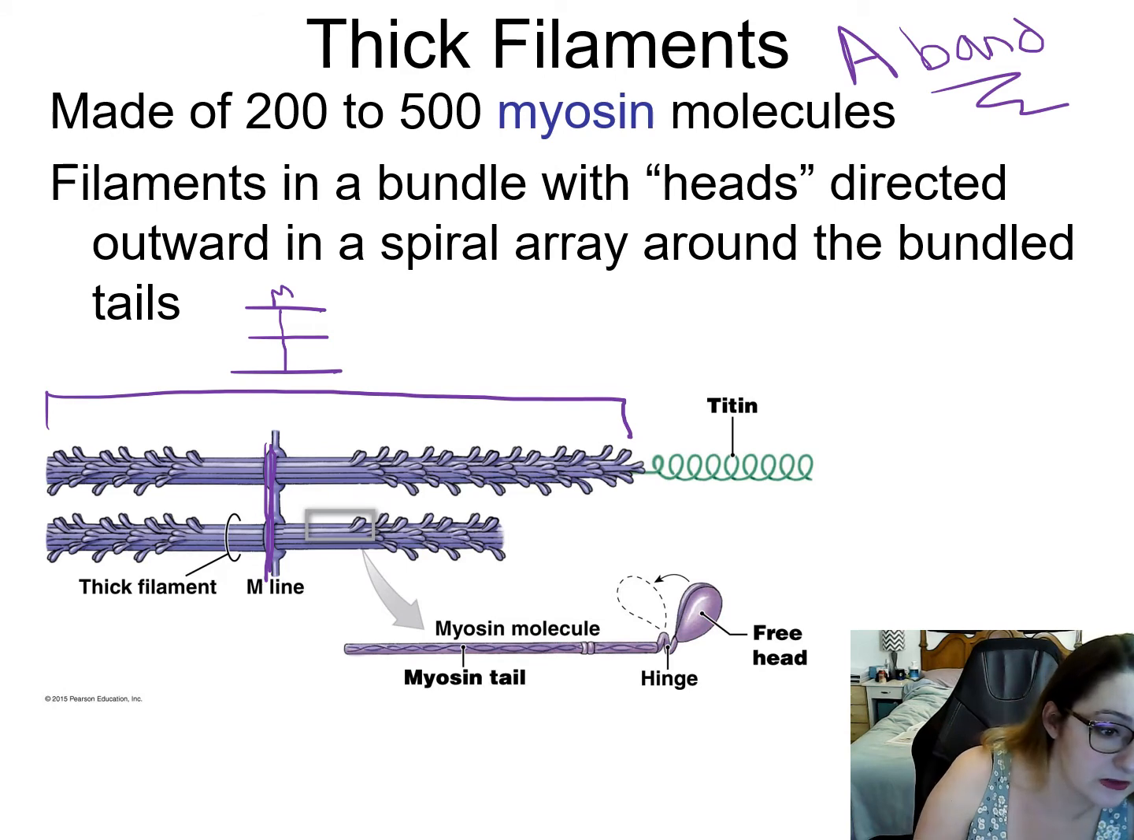And you have these little myosin tails with this little head attached to it, and we'll talk about what it does. So these heads are directed outward in a spiral array around bundled tails. So there's a ton of these little myosin tails with their little myosin heads sticking up. There's a reason for that, and we'll see it in just a second.